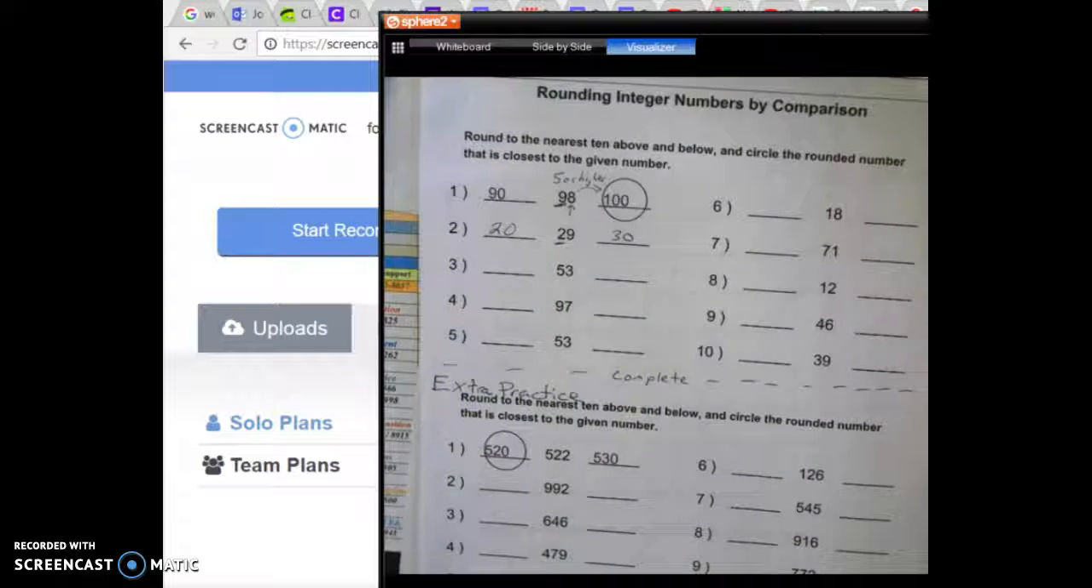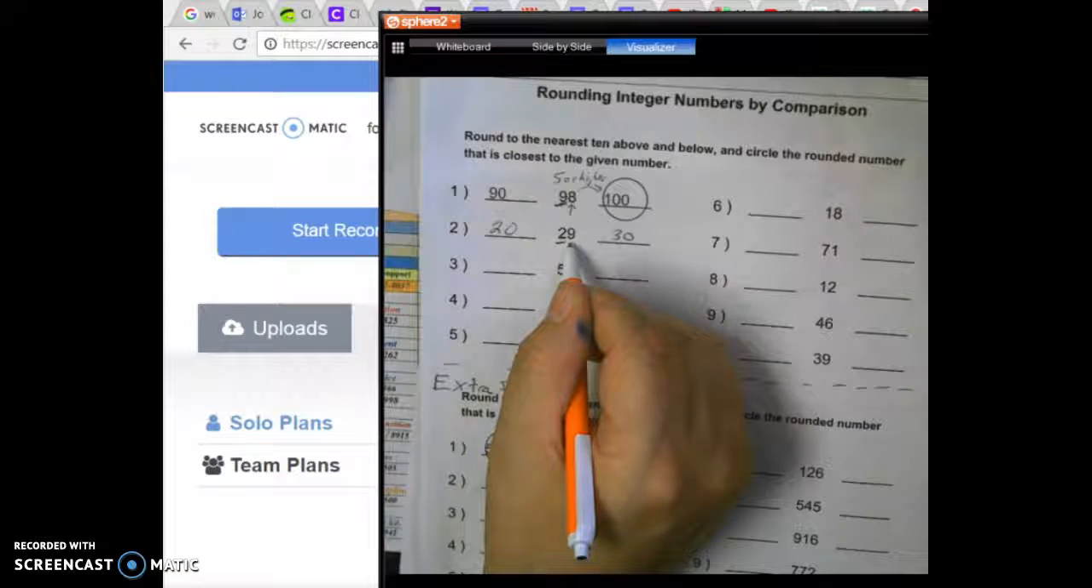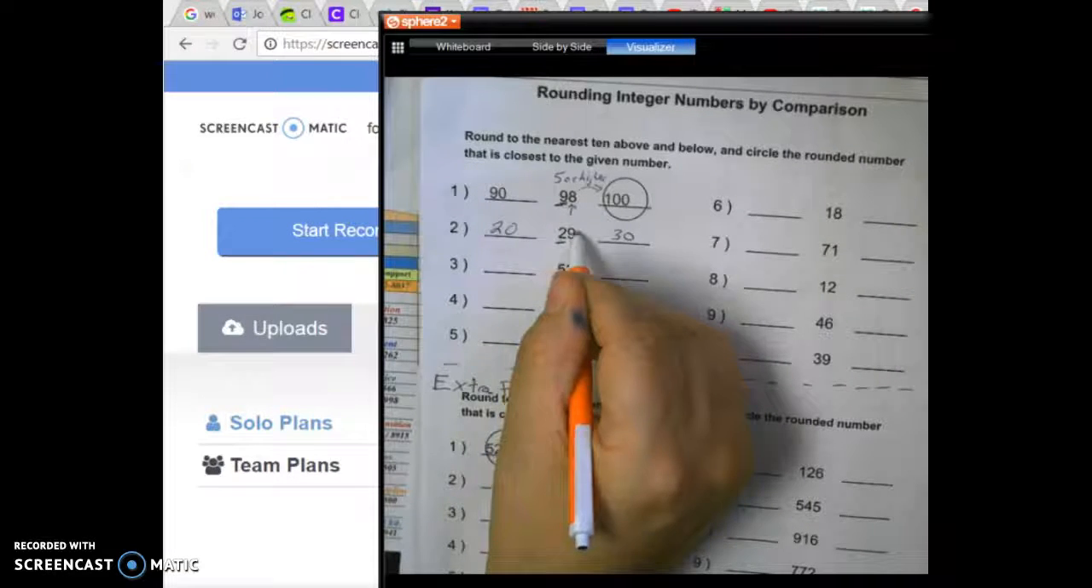Next, I'm going to look at the number that's behind the tens place, the ones place. Is this number 5 or higher? Yes, it is. So we're going to round up.